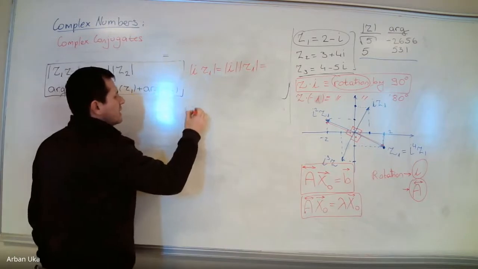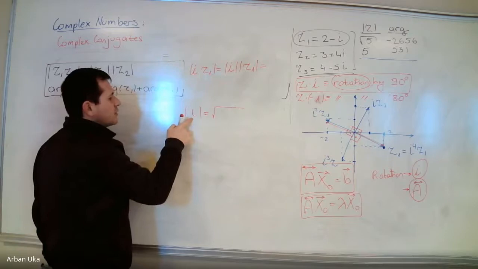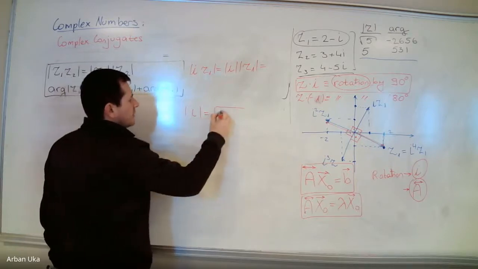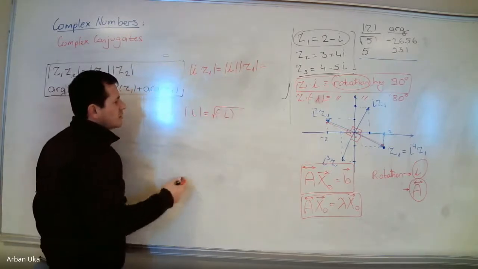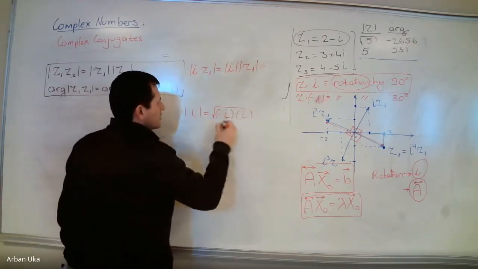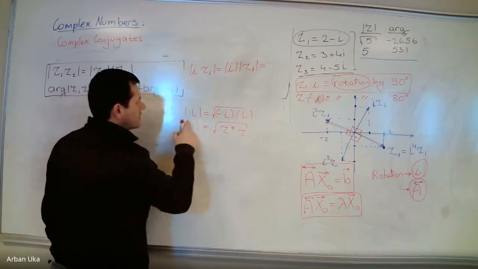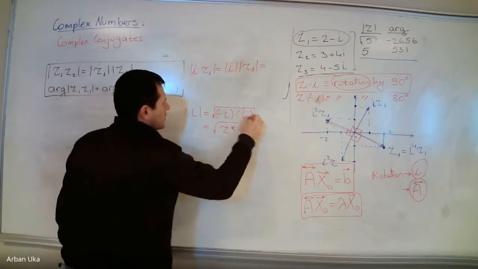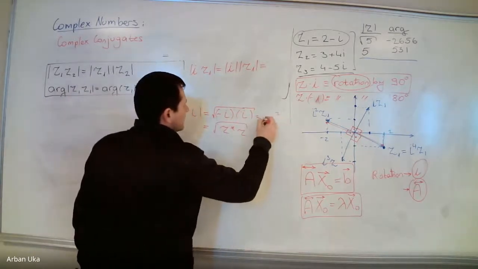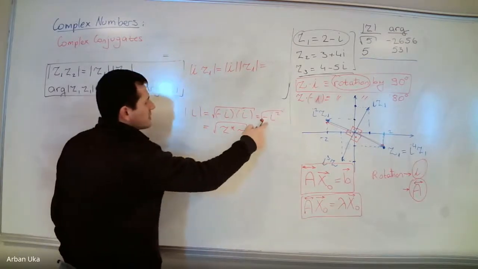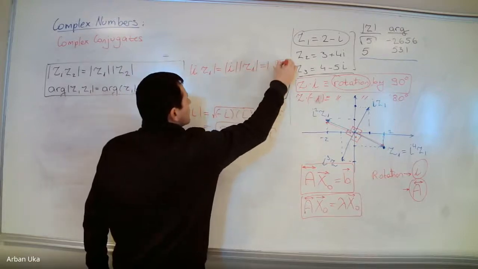So what is the modulus of i? This is equal to the square root of the complex conjugate of i times i. What is the complex conjugate of i? It is minus i. So we change the sign of the complex part. So what we are writing here is the square root of z complex conjugate times z. Again, what is minus i times i? Minus i squared. And i squared is minus 1, so minus minus 1 is 1. So the square root of 1 is 1.